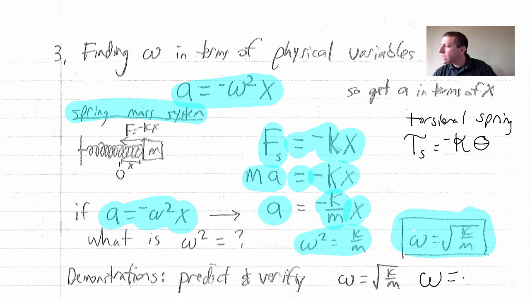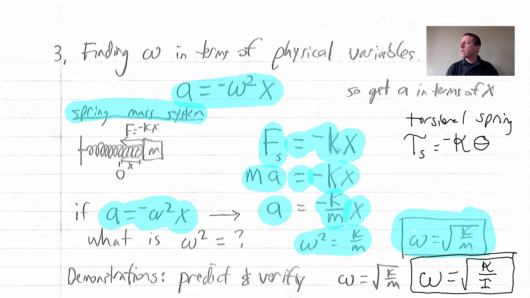What is it going to be for a torsional spring? Omega will equal, it's always the square root of something over what? Well, let's just use the analogy. What's analogous to k? It is kappa, the Greek letter kappa. What's analogous to mass? The moment of inertia, or the rotational inertia. So for a torsional pendulum, omega, the angular frequency, is the square root of kappa over I, the moment of inertia.